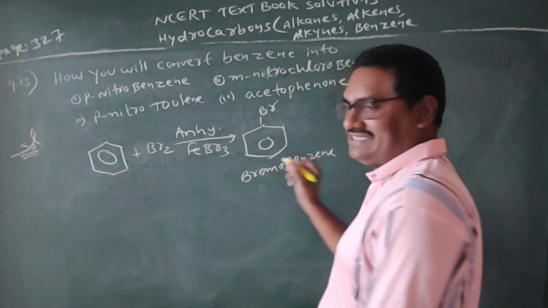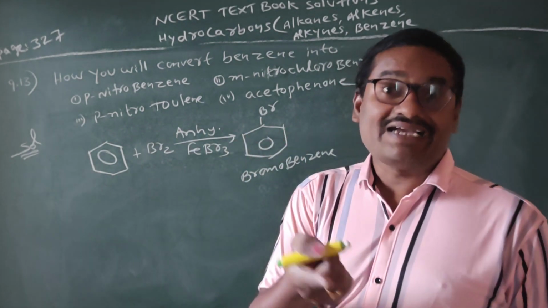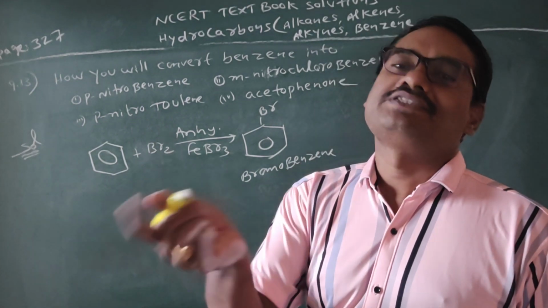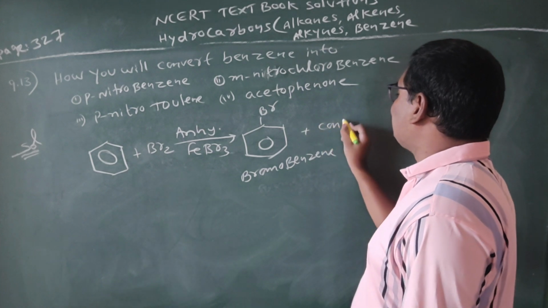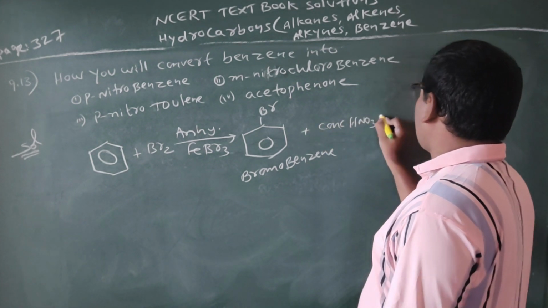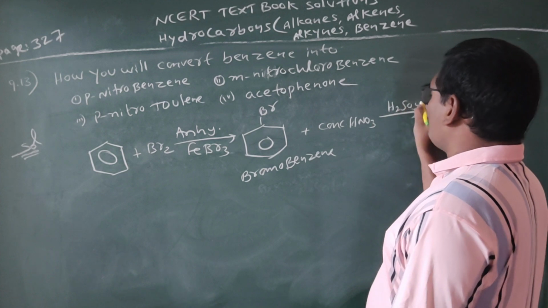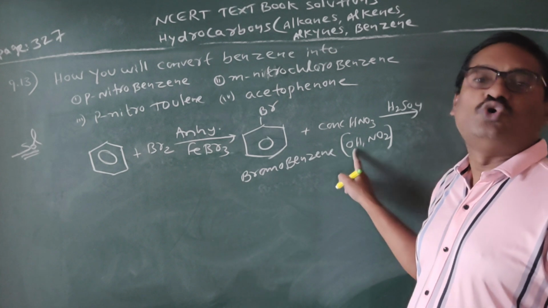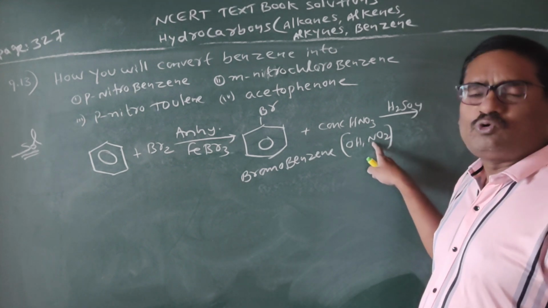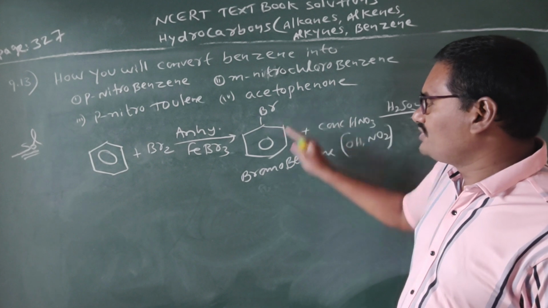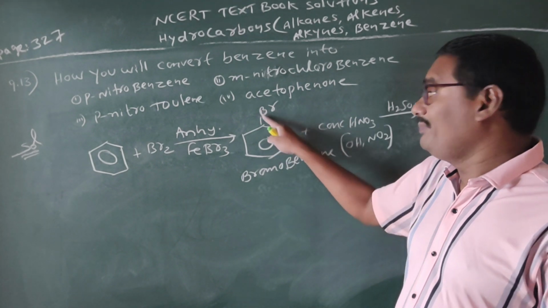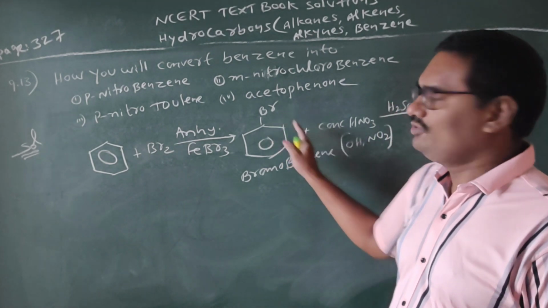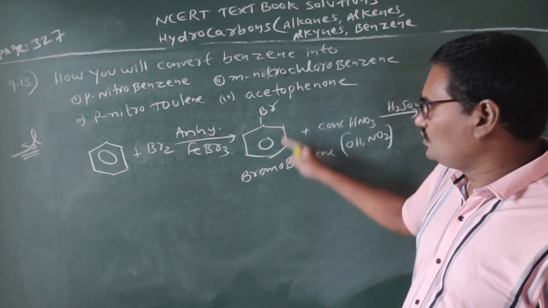So bromobenzene. Then we will react it with the nitration mixture, concentrated HNO3 plus H2SO4. HNO3 is divided into OH and NO2. The nitro group is substituted in the ortho position and para position. Br is a halogen, which is an ortho-para directing group, so the nitro group is attached at ortho and para.